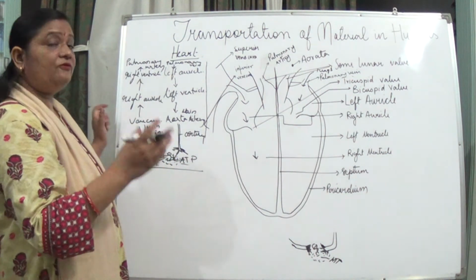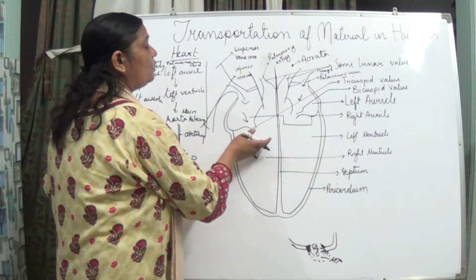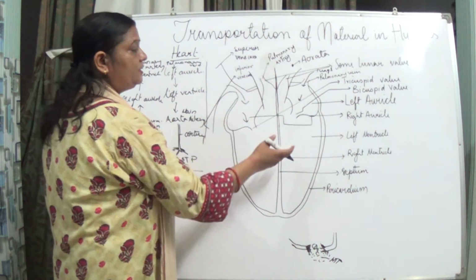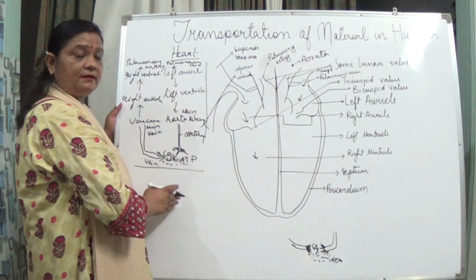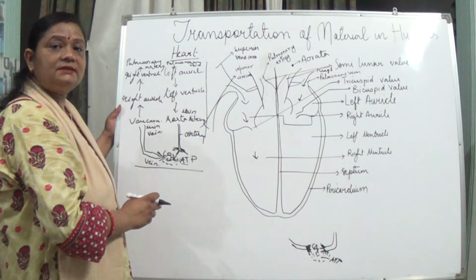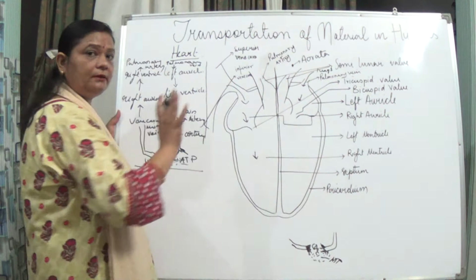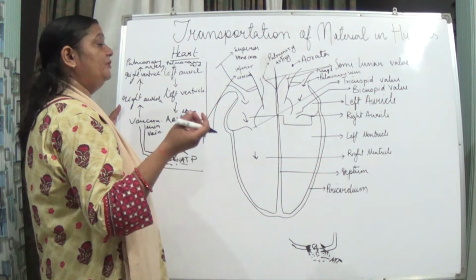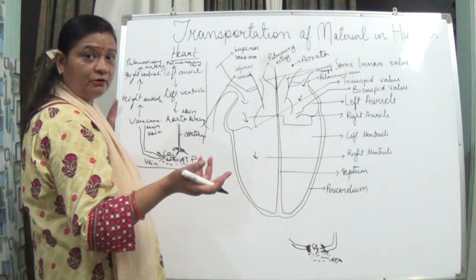Okay, why? If division is not there, what will be there? There will be intermixing of the blood. Here you can see on the left side, in the left auricle and left ventricle, we are seeing what? We are seeing oxygenated blood. But in the right auricle and ventricle, we are seeing deoxygenated blood. If the septum is not present, it will be mixed, and the efficiency will be reduced because more efficient working will not be there.